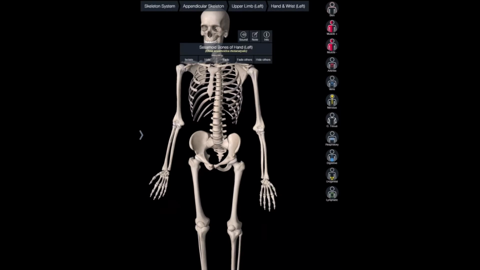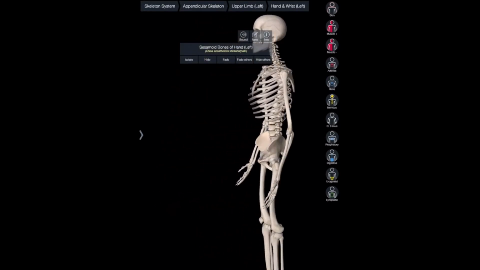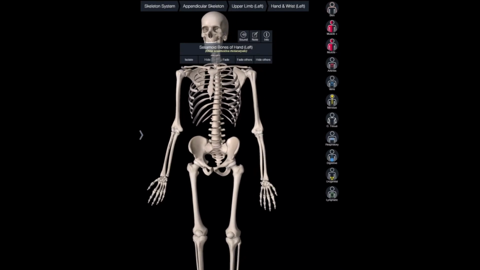So if I were to ask how many bones are in the upper extremities, both of them, the right and left upper extremities together, the answer would be 60 bones. If I asked how many bones are in just the right upper extremity, the answer would be 30 bones. Or if I asked how many bones are in the upper extremity plus the shoulder girdle, then it would be 32 bones.